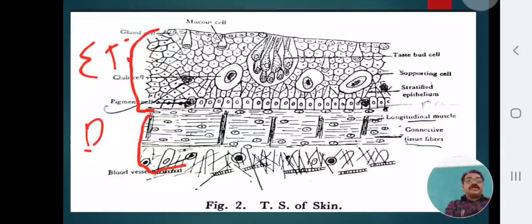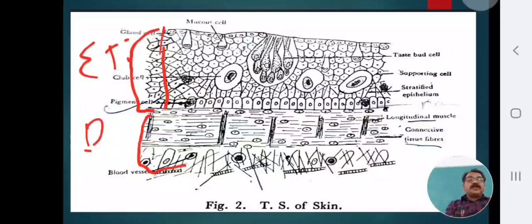In the figure we have observed the thickness of the epidermis to be more, but in reality the epidermis is thin as compared to the dermis. In the figure the dermis appears thin, but in real conditions the dermis is thick and made up of connective tissue. One is the stratum spongiosum and the other is the stratum compactum.